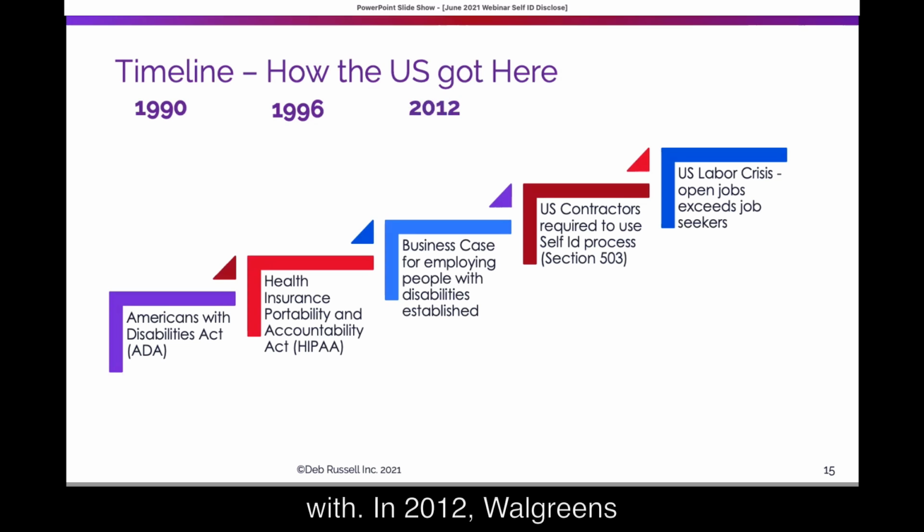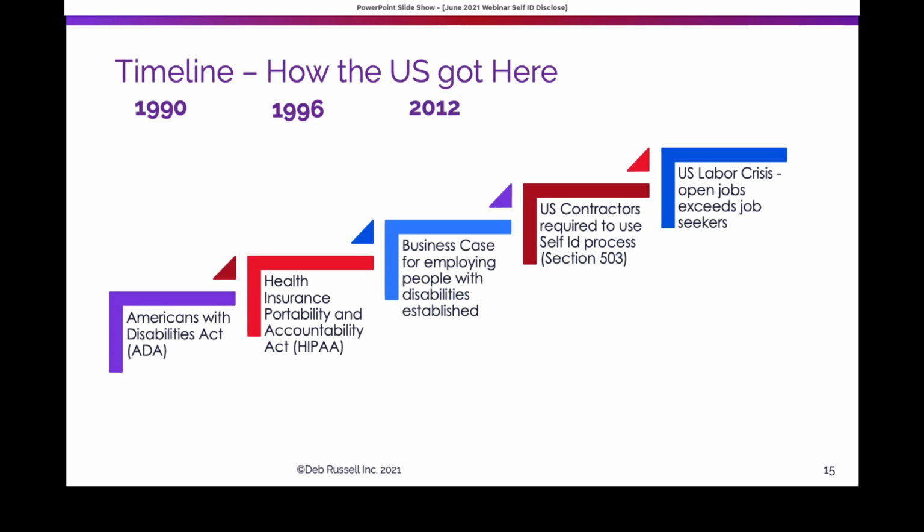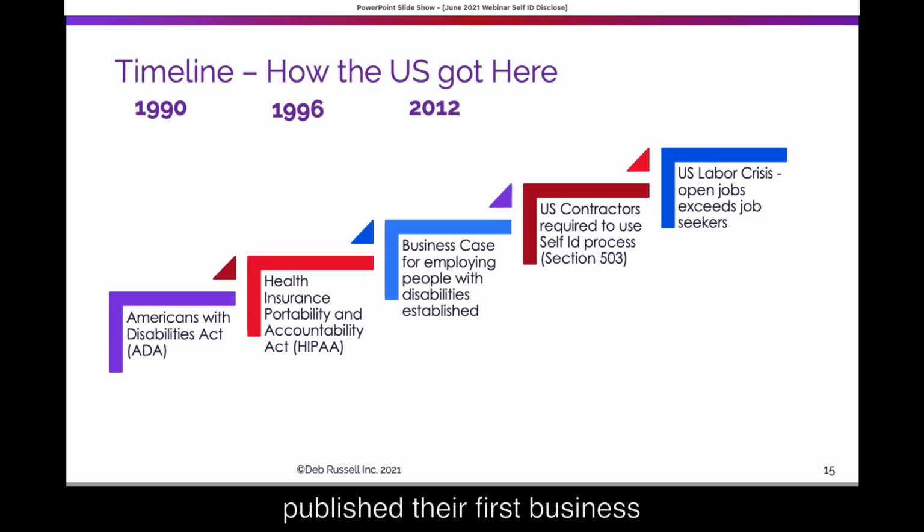In 2012, Walgreens published their first business case, all the data about how successful as a company they were, not just in employing people with disabilities, but how much that assisted in the bottom line, where we found cost savings by employing more people with disabilities, where we found advantages by employing more people with disabilities through production and safety and things like that. And so all of a sudden, businesses were very interested in people with disabilities.